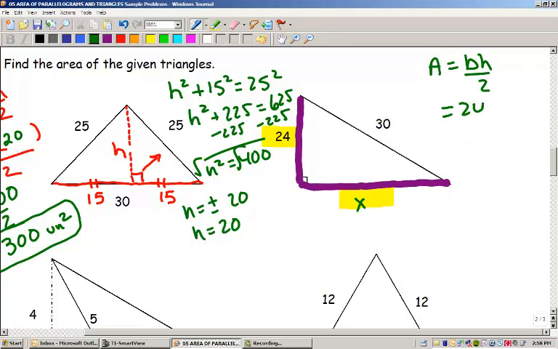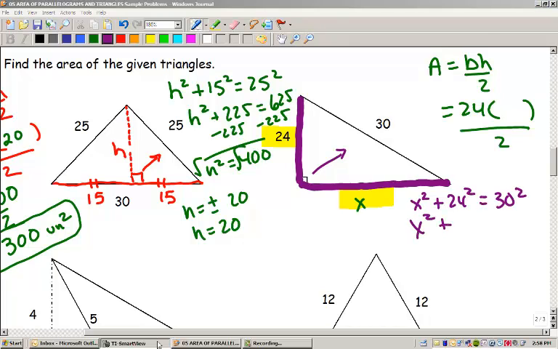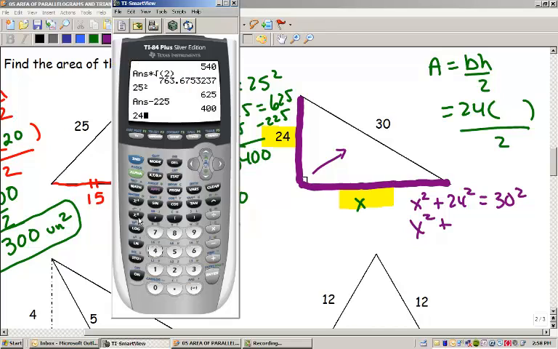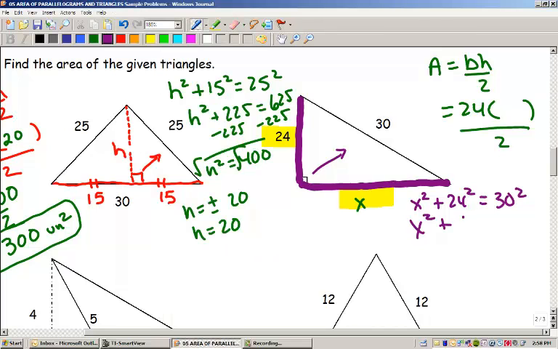And one of my sides is 24. What I need to do is a little bit of math to find my other piece. So what can we do? We can do a little Pythagorean theorem again. X squared plus 24 squared is equal to 30 squared. We got x squared, calculator time. 24 squared is 576. 30 squared is 900.